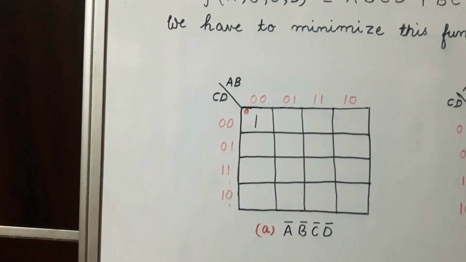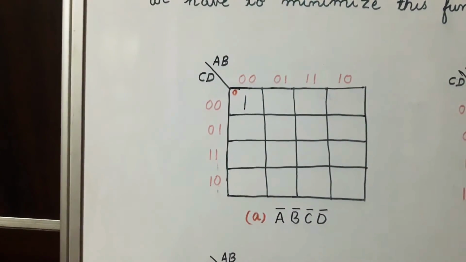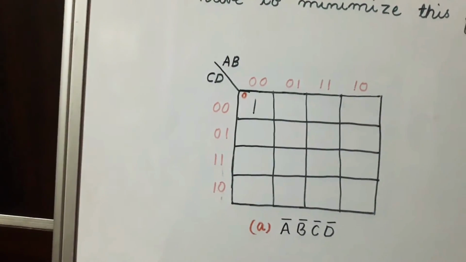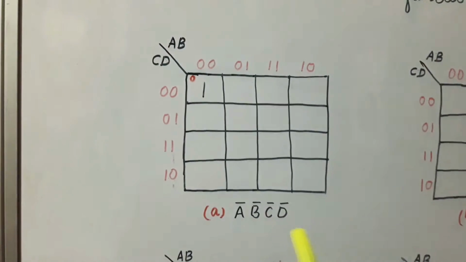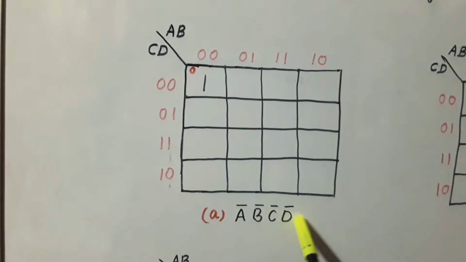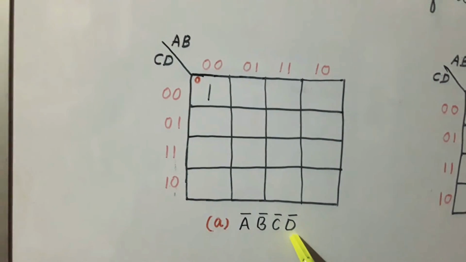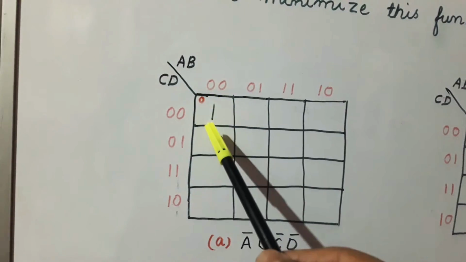Since the first term is in the form of a minterm, we may enter the first minterm directly on the k-map. We find that the minterm is A bar, B bar, C bar, D bar. That is A is 0, B is also 0, C is 0 and D is 0. So we will enter a 1 in this box.